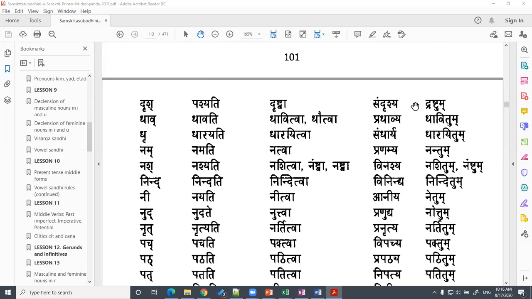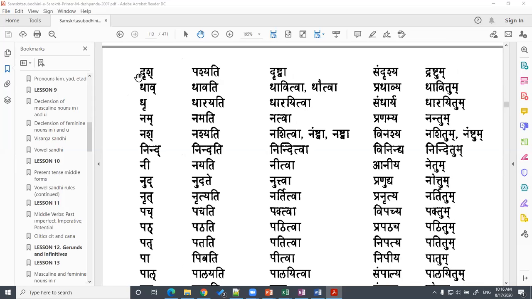Sanskrit Subodhini. Okay, so drush, which is the dhatu, which has the form pashyati in the third person singular, has drushtva. That is the form drushtva. So not pashyatva and drashtum, like that. Because the original root is drush, not pash. In this case, it becomes pashyati because of some other rules.